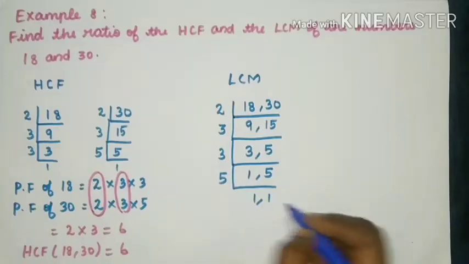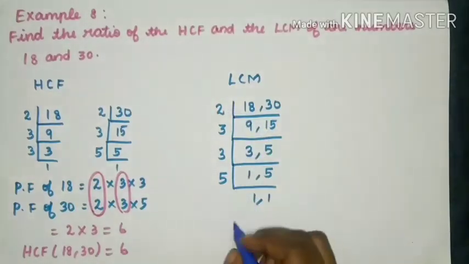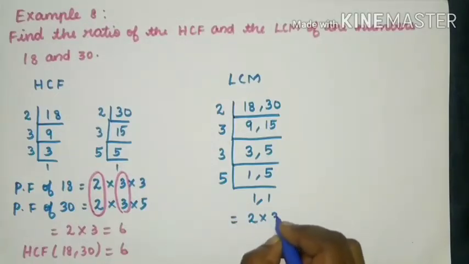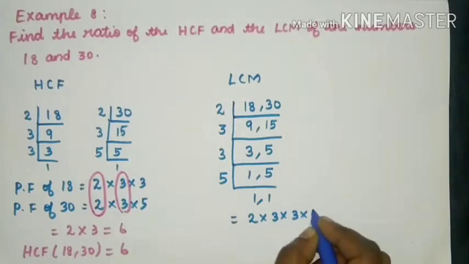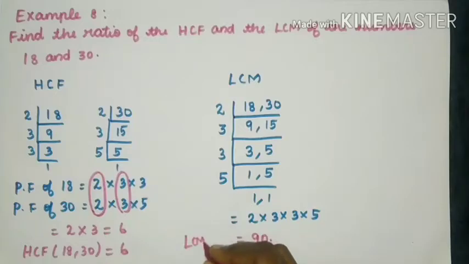5 ones are 5. And then we have to find the product of all prime factors. That is 2 into 3 into 3 into 5. 2 threes are 6. 6 threes are 18. 18 into 5 is equal to 90. Therefore, LCM of 18, 30 is equal to 90.